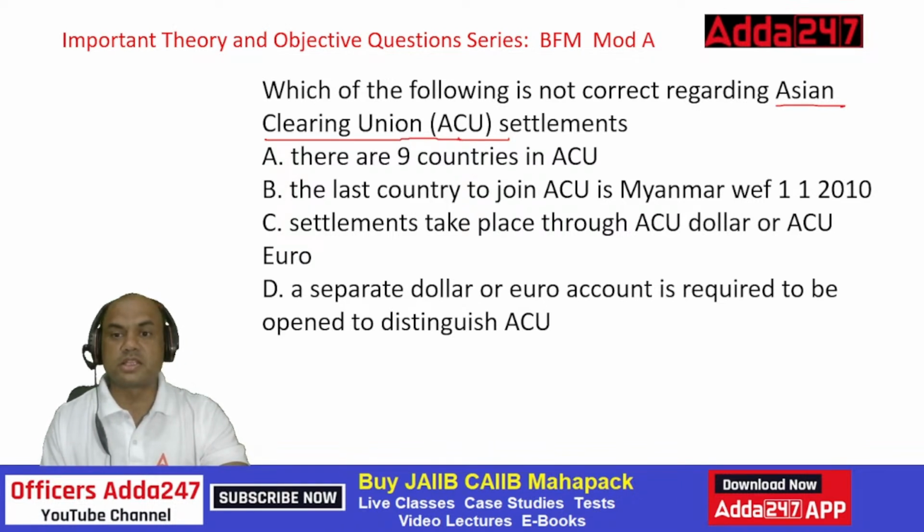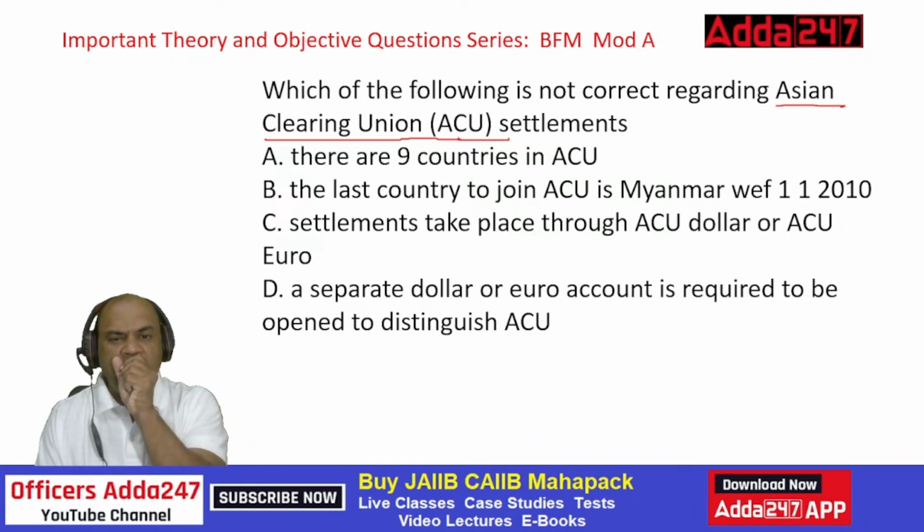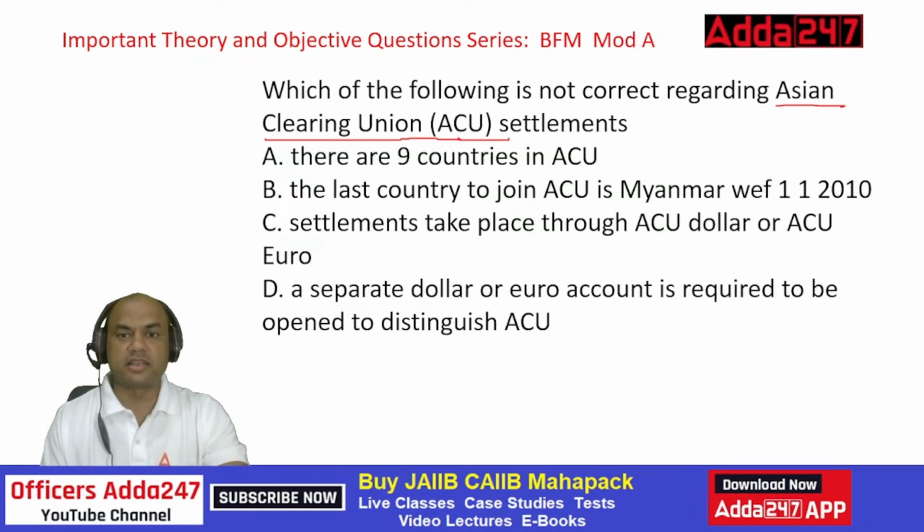So which of the following is not correct? There are 9 countries in ACU. The last country to join ACU is Myanmar with effect from 2010. The settlement takes place through ACU dollar or ACU euro. So both the things are allowed, dollar also and euro also. A separate dollar or euro account is required to be opened to distinguish ACU. Is it so? So which one of them is not correct?